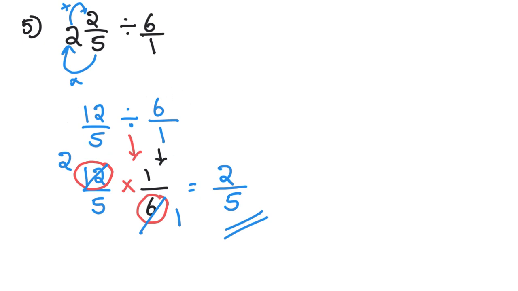The method is keep the first fraction as it is. Then change the division sign to the multiplication sign. And when you do that, flip the second fraction. No matter what the numbers are, the method of dividing fractions remains the same.